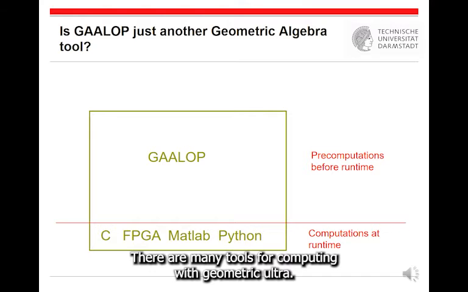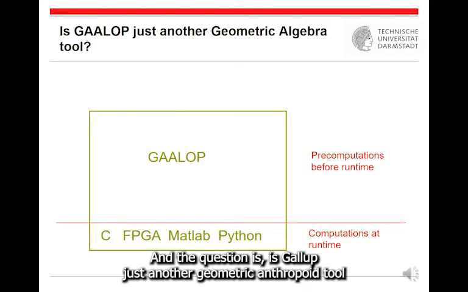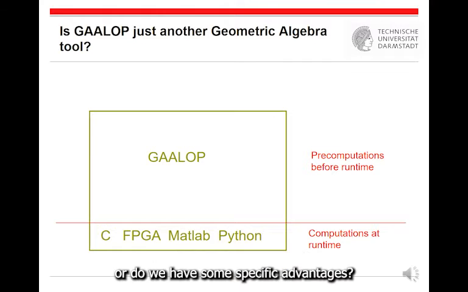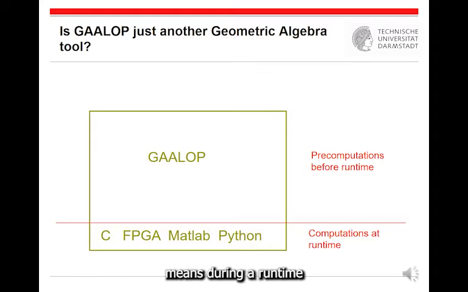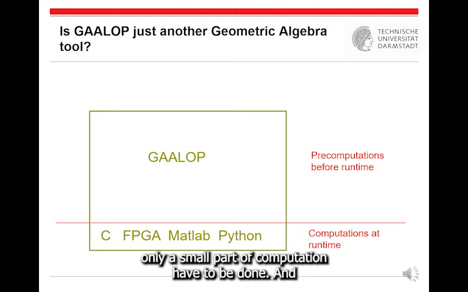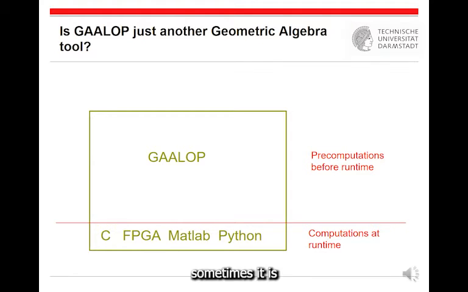There are many tools for computing with geometric algebra, and the question is: is Gallop just another geometric algebra tool, or do we have some specific advantages? The big advantage of Gallop is that it pre-computes a lot before runtime. That means during runtime only a small part of the computation has to be done, and sometimes it is really the case that, let's say, 90% of the computations are already done by Gallop, and only 10% are needed then at runtime.